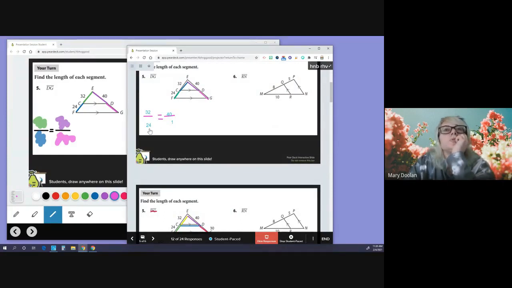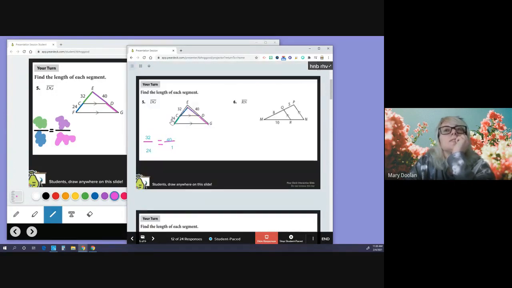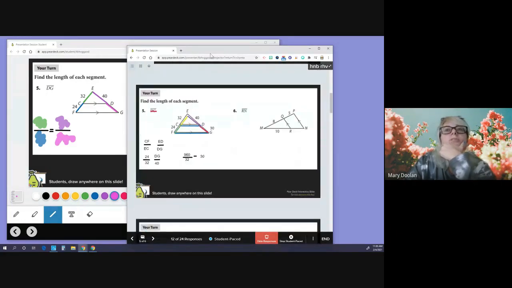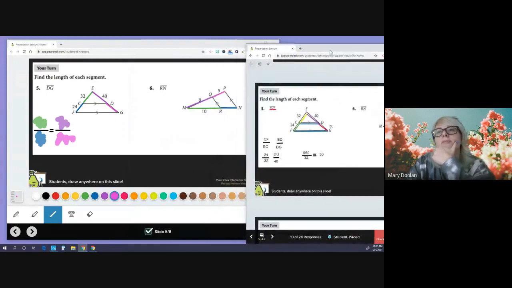So 32 to 24 is 40 to unknown. This is our DG here. So that's set up correctly as long as this is DG. 32 to 24, you accidentally flipped your reciprocal here. It should be 40 on the top and then DG on the bottom. So for right now, I'm just looking at number 5. 24 is to 32 as DG is to 40. So now if you flip both sides, you're good.